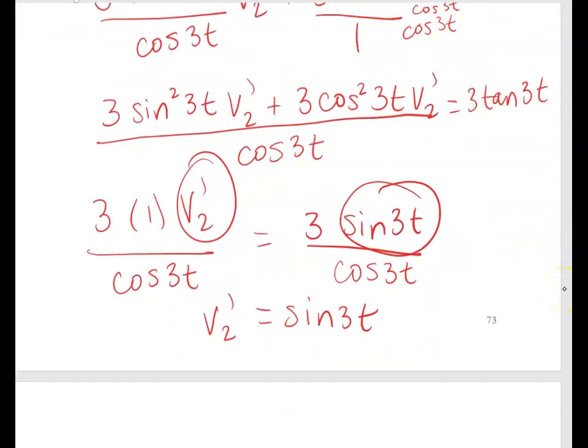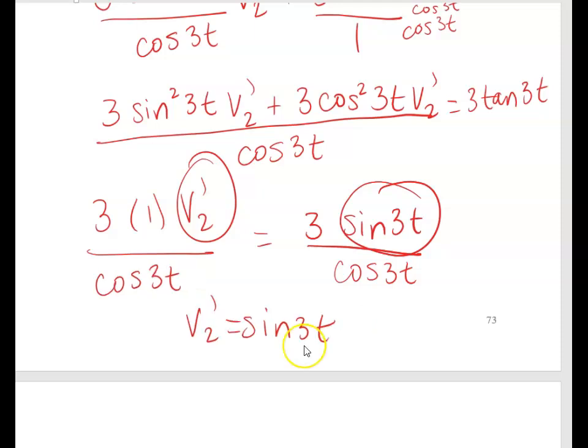So v1 prime, actually let me make a little bit of space. So here we go. We said v1 prime was equal to negative tangent of 3t times v2 prime, which we just said was sine of 3t. And I'm going to leave that in that format for now. I don't think anything would cancel out. You'd have sine squared over cosine. Let's just leave it like that.